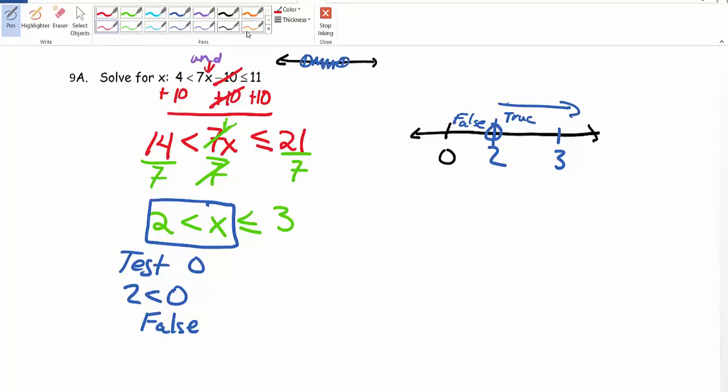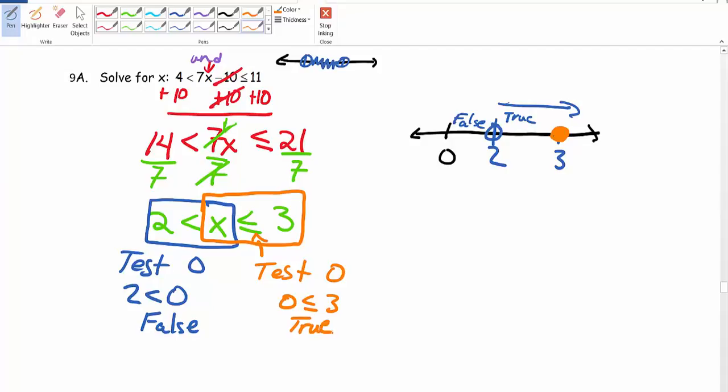Now looking over at x being smaller than or equal to 3. We do notice that we have a little hole around 3, and it is filled in because x can actually be 3. It's got that less than or equal to symbol. Then just like before in the blue, we're going to go ahead and test 0. Is 0 less than or equal to 3? Is that true or false? Well, that is absolutely true.